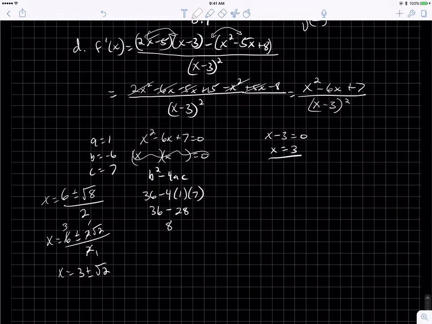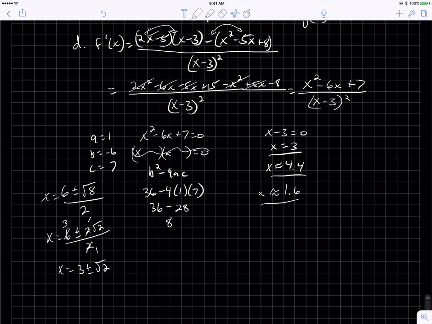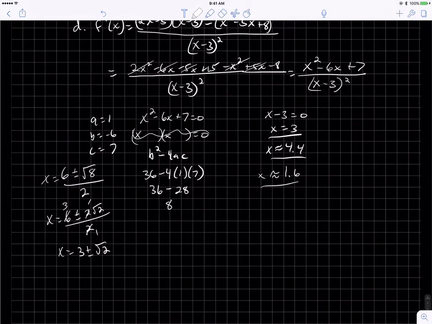3 plus the square root of 2. Let me see, I don't know what this thing is. 2 square root plus 3. That's about 4.4. So x is approximately 4.4, another critical value. And that was 3 plus root 2. Now we'll do 3 minus root 2. We get approximately 1.6. So those are our critical values for the first derivative test.